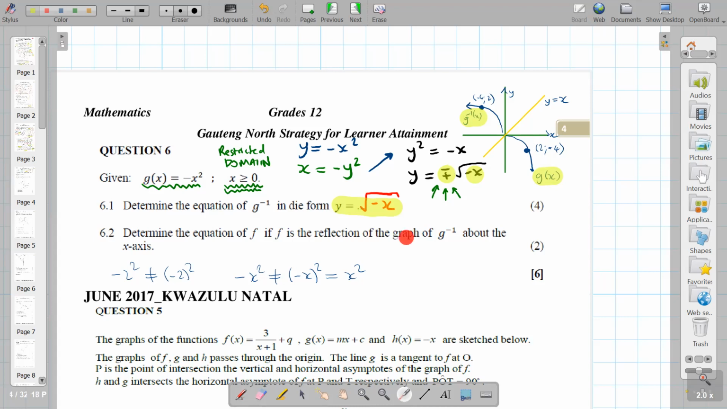Now the reflection: F is the reflection of the graph G of X about the x-axis. So we are looking for a new function which will be the reflection of this thing that we got, about the x-axis. What happens if the graph is reflected about the x-axis? It will just change the sign of the whole thing. So let's write the answer straight. We can say f of x will be negative of negative root x. That's the answer, just 2 marks. You'll just put a negative in front. That wouldn't be a big problem.